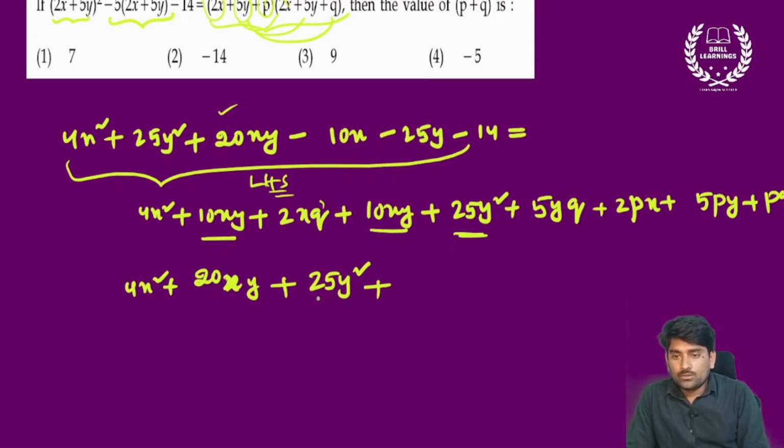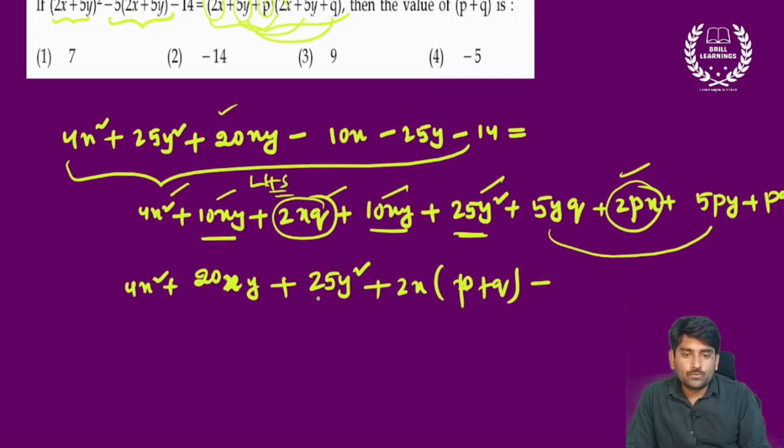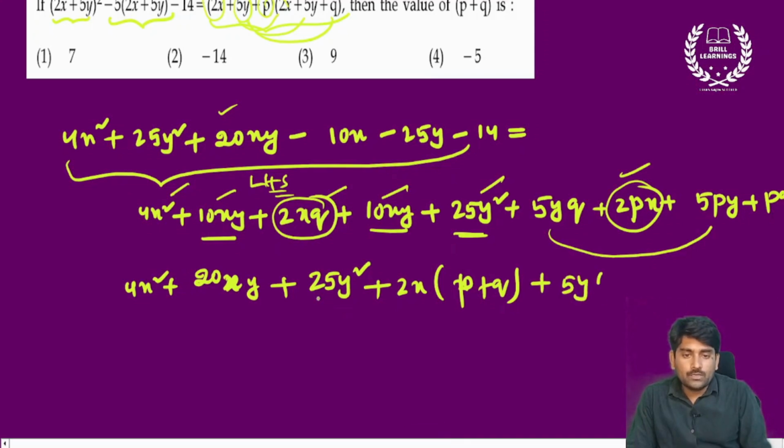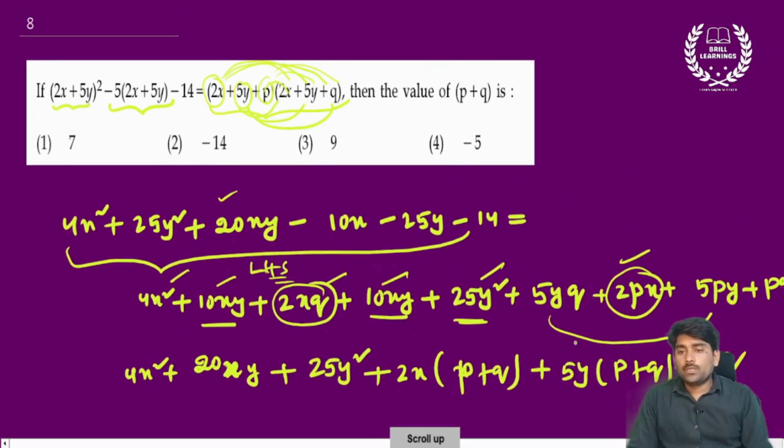Now write this expression and this expression combined and take 2x common here. If I take x, then I am left with p plus q here. This is over, this is over, and this is also over. Now write these two, take 5y common here, so left with p plus q only, plus pq.